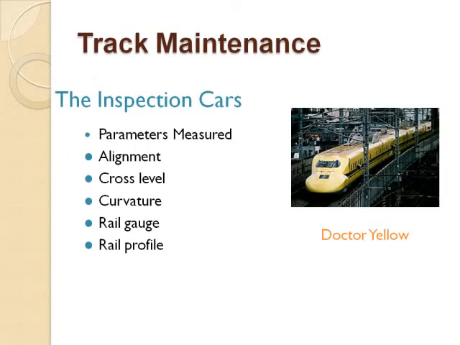The inspection cars can get data like parameter measured, alignment, cross level, curvature, rail gauge, and rail profile. The picture you see on the right is Dr. Yellow. Dr. Yellow is high-speed test trains that are used on Japanese Shinkansen.